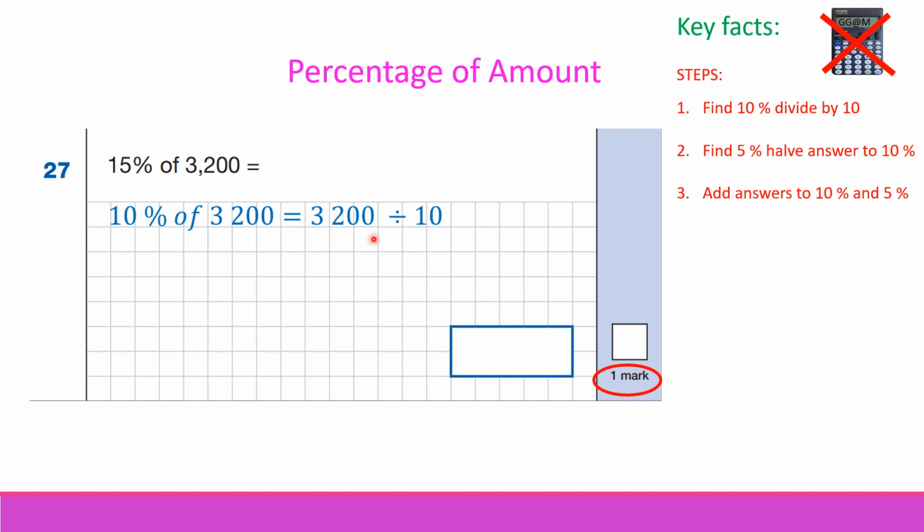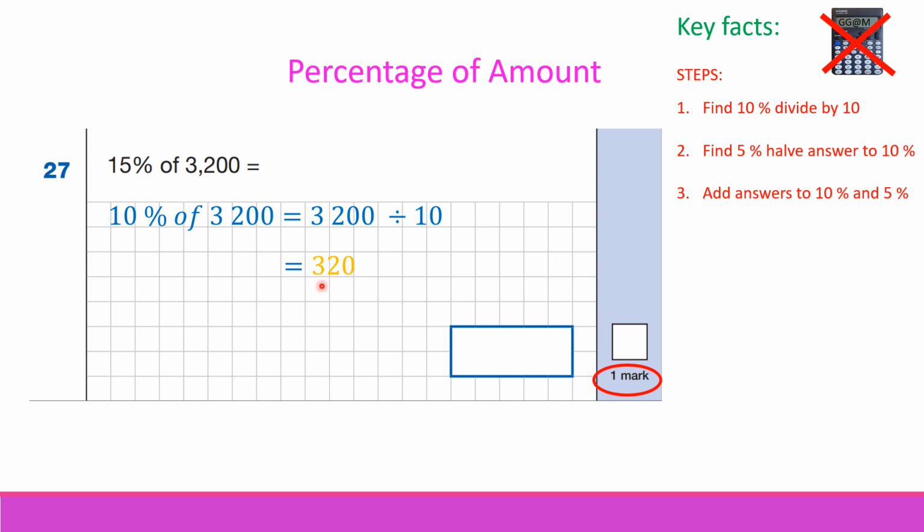When we divide by 10, all these digits here are going to move one place to the right. So 3,200 is going to become 320, which is the same as taking the 0 off the end. So it becomes in the hundreds instead of being in the thousands column.